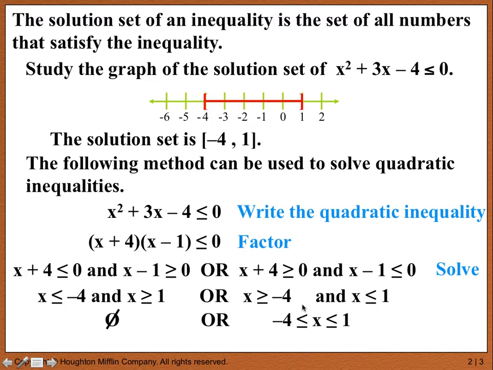Now, we can always do a union with any other set, but since we're doing a union of this set with the empty set, the empty set disappears, and we're left only with negative 4 is less than or equal to x is less than or equal to 1. And that is the solution set of bracket negative 4, comma 1 bracket.